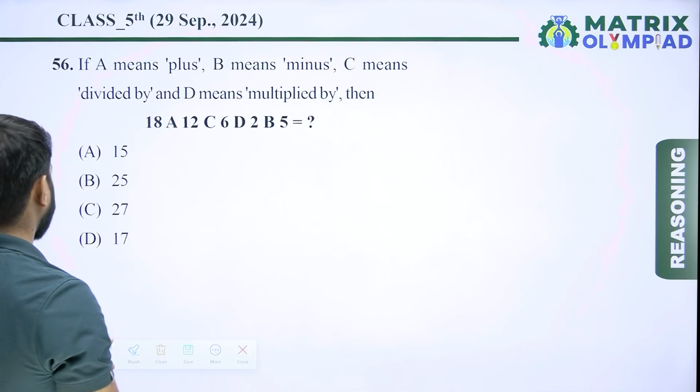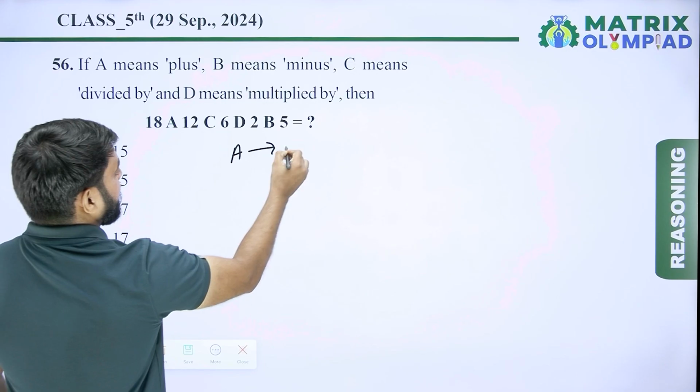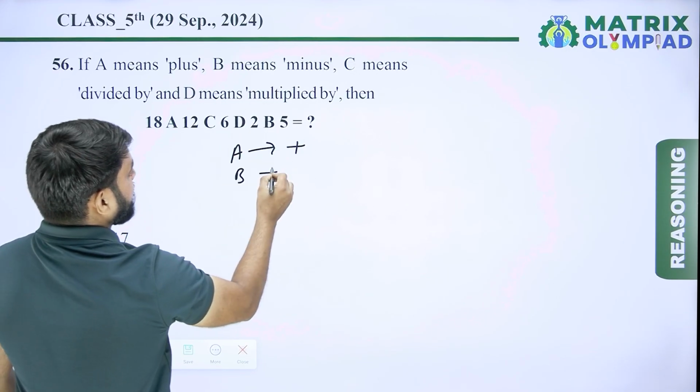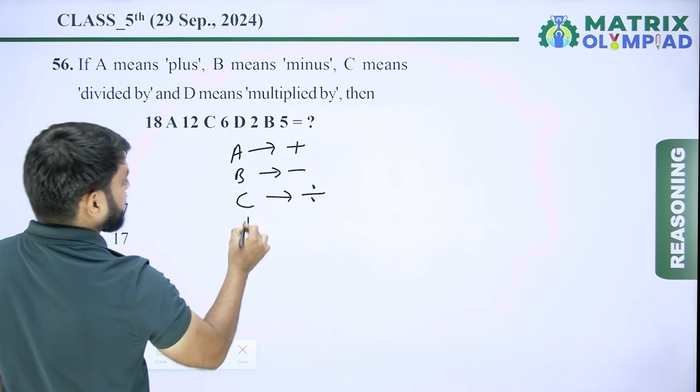Now question number 56. If A means plus, B means minus, C means divided by, and D means multiply.